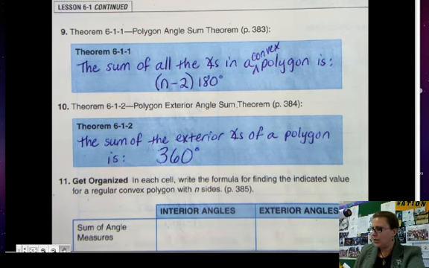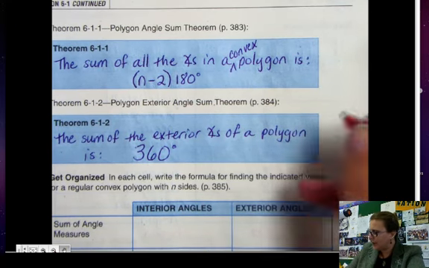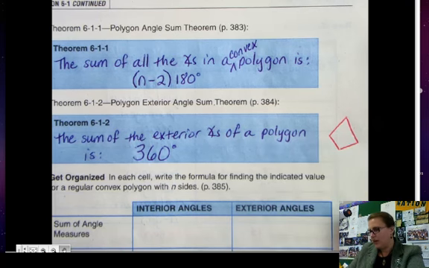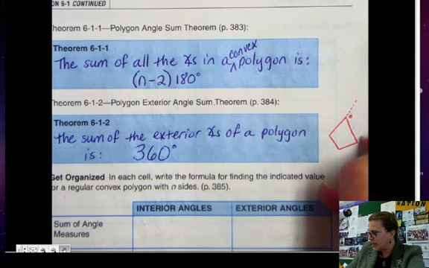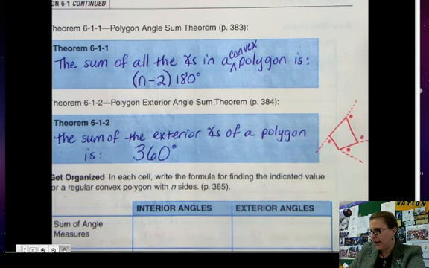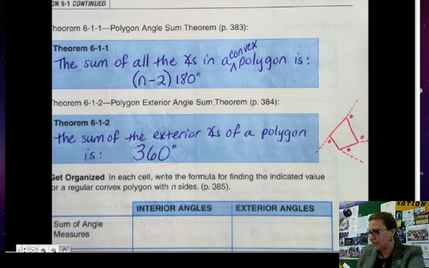Okay? Also, if you look at the exterior angles, let's draw a polygon over here. I'm just going to do a quadrilateral. If I were to add up this angle, and this angle, and this angle, and this angle together, I would get 360 degrees. And all polygons work that way. If you add up their exterior angles, you're going to get 360 degrees.